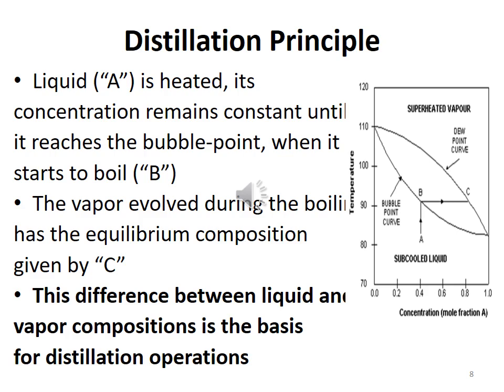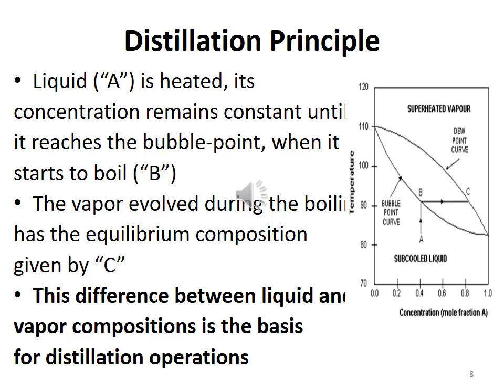Then from B to C, this is a uniform, the same composition. This composition is in equilibrium. B and C is the point where the vapor molecules exist and are separated from the liquid molecules. Molecules that have low volatility remain in the liquid state for a longer time, and the molecules which have a higher boiling point will remain in the liquid state until their boiling point is reached.